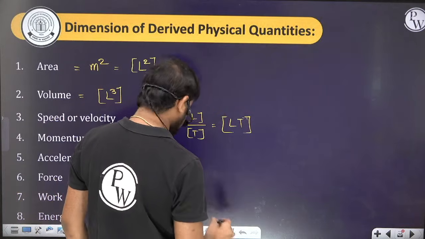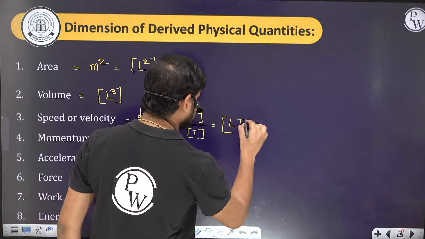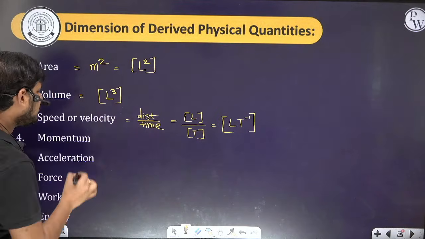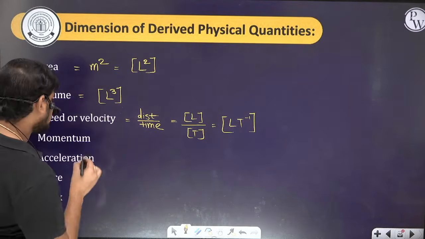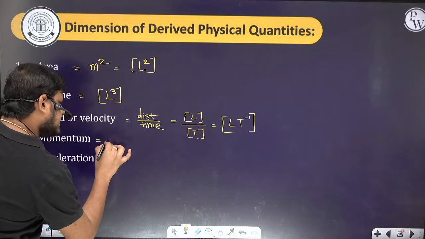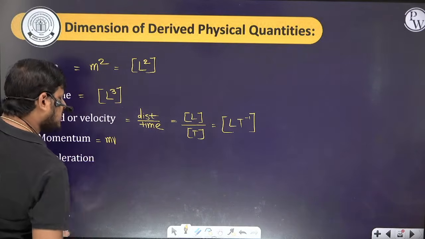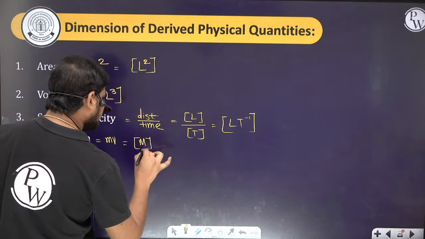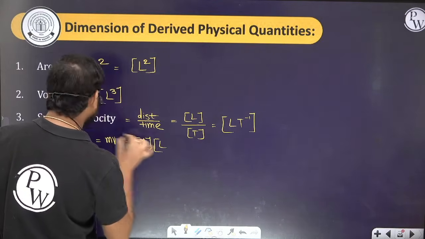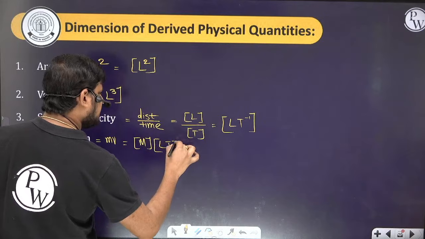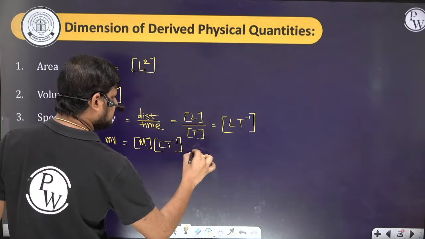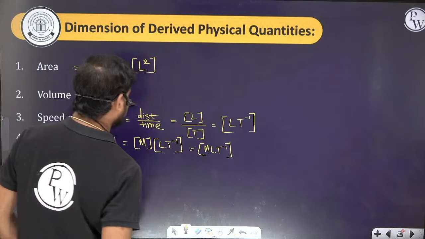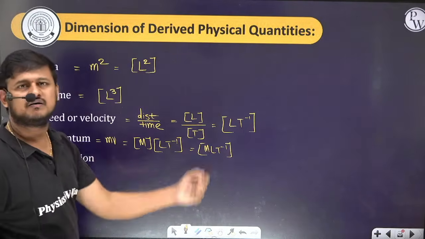If it goes up, it comes out to be minus 1, so T to the power minus 1. Clear? Chal. Momentum. What's the momentum formula you learned in grade 9th? Linear momentum is equal to mass into velocity. Mass is M and velocity is L T to the power minus 1, so M L T to the power minus 1 is the dimensional formula for momentum.